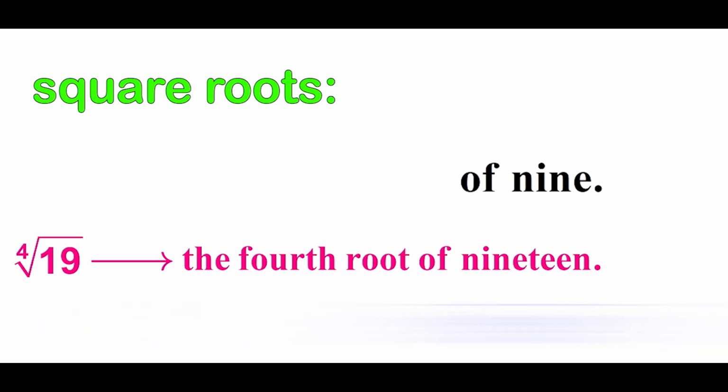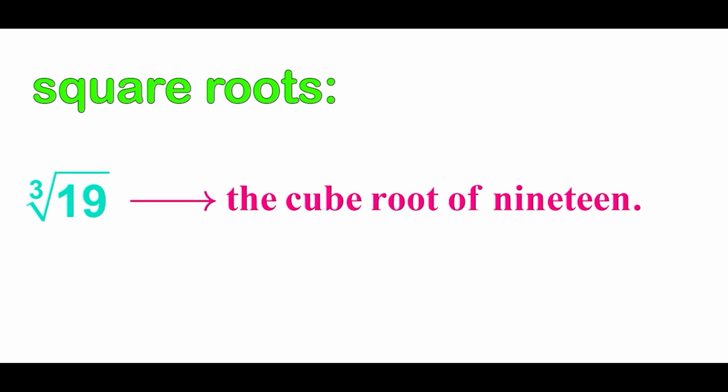But there is an exception. If the number above the radical sign is 3, then we do not say, for example like this, the 3rd root of 19, and we say the cube root of 19. Another example, the cube root of 16.